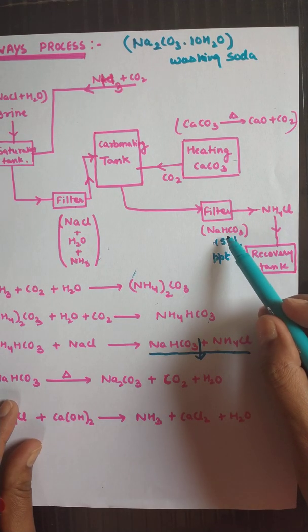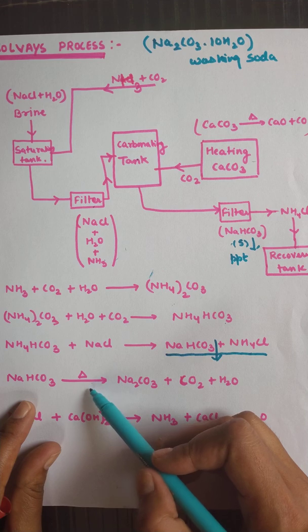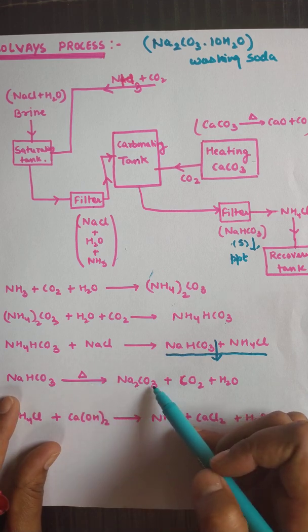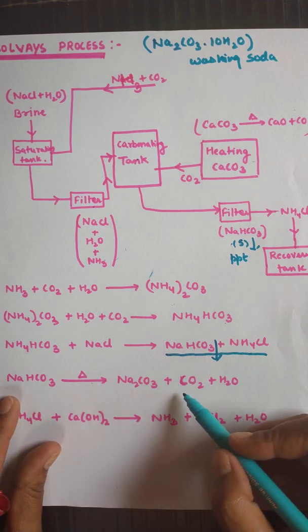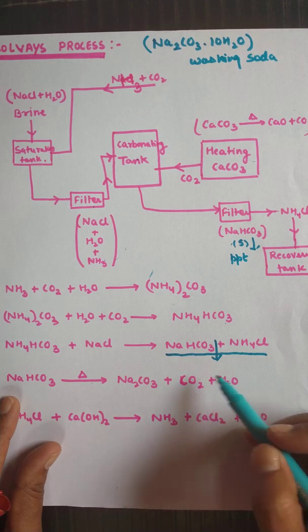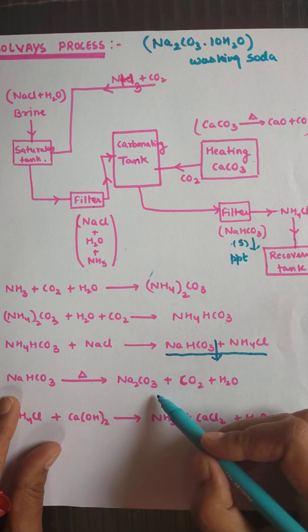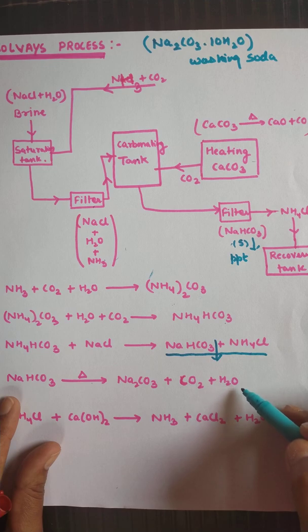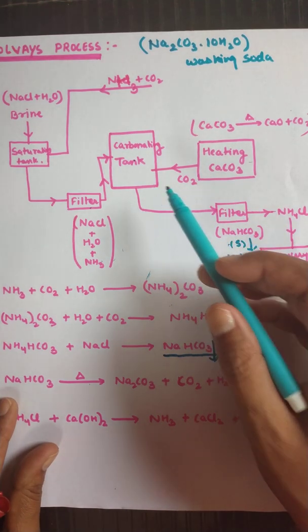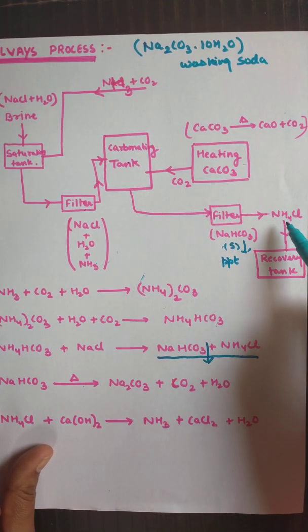So let's consider this one. The sodium bicarbonate which gets separated by the filter is then heated, and when it is heated it forms sodium carbonate, and CO2 gas and water are released. In this way we have formed sodium carbonate, and this CO2 and water are again sent to the carbonating tank. As for the ammonium chloride, it is passed to the recovery tank.